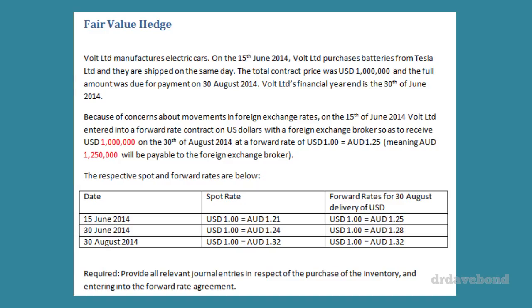So we have a company that on the 15th of June, so let's draw up a timeline here. There are three dates which we're using in this example. The 15th of June is when the purchase happened. That is the financial year end, and this is when they were paid.